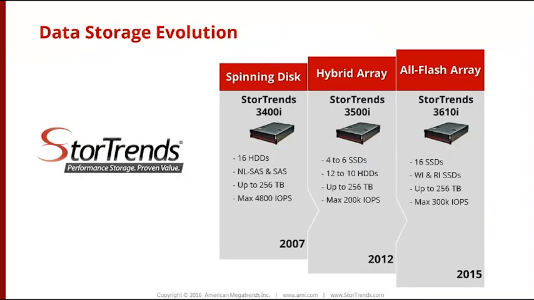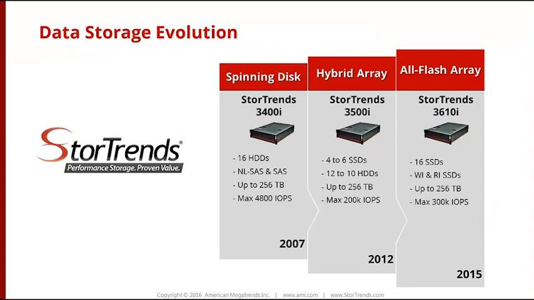All right, so just a really quick slide here. I want to talk about the data storage evolution. If you looked at a roadmap from EMC or NetApp or any other vendor out there, you would see a very similar roadmap. You're going to see spinning disk from 2007 and before. You're going to see hybrid arrays that came out around 2012. The hybrid arrays have either 4 or 6 SSDs in the front of them. Some have an NVRAM card in the front mixed with HDDs in the back or on a secondary tier.